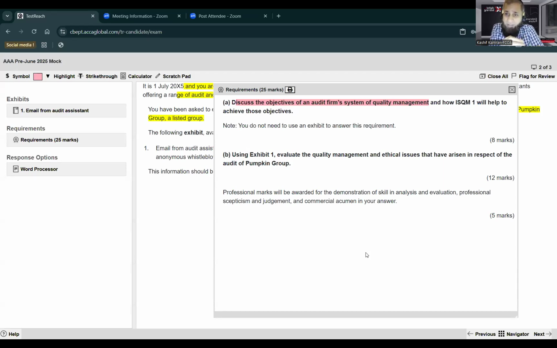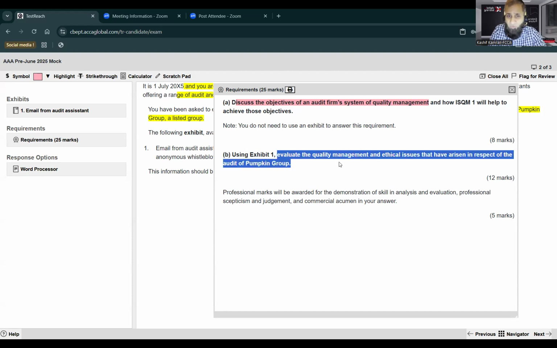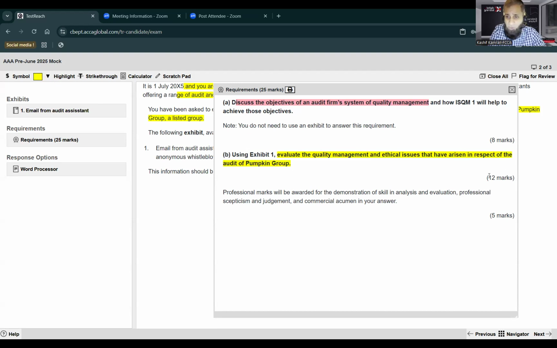Despite the fact the student ignored the word, they thought the question is asking for eight components of SOQM. Number two, this part: evaluate the ethical quality management and ethical issues that have arisen in respect of Pumpkin. This was a 12 marks question. So ideally, you have to write 12 points.